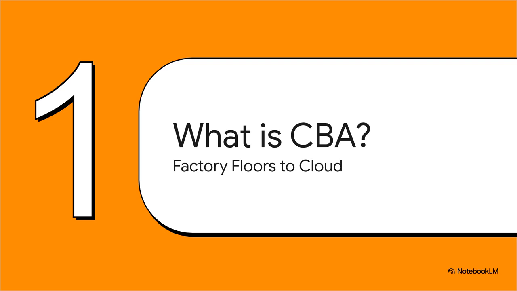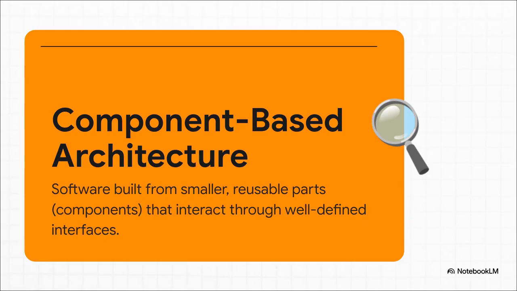So what exactly is component-based architecture? To really get it, we're not even gonna start with code. We actually have to look at something a bit more physical, like a factory assembly line. At its heart, CBA just means that software isn't built as one single massive piece of code. Instead, it's assembled from all these smaller, independent parts we call components.